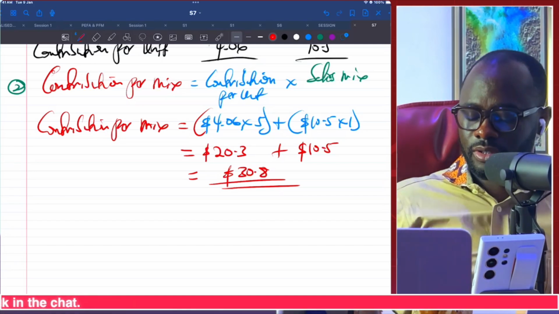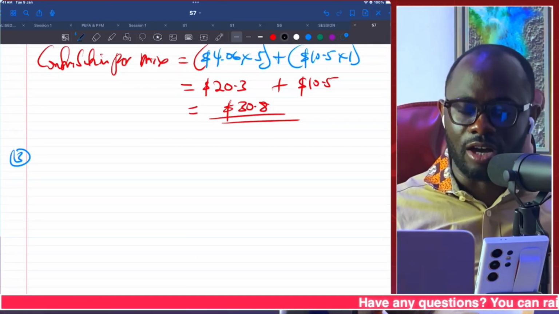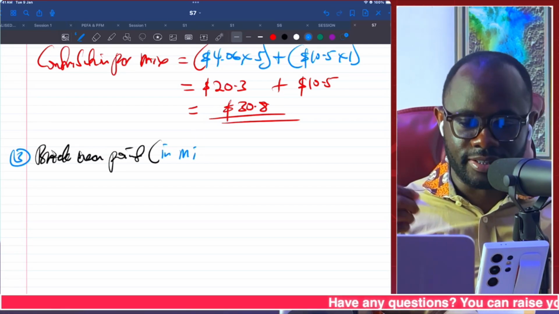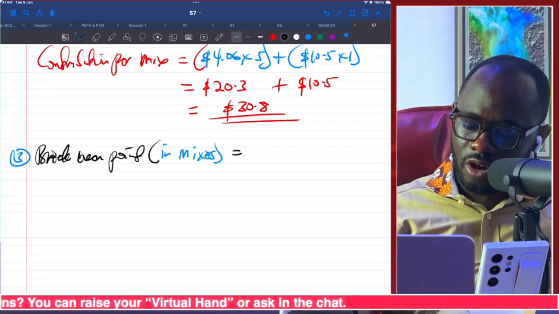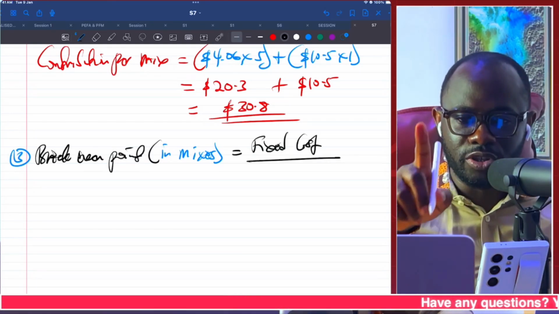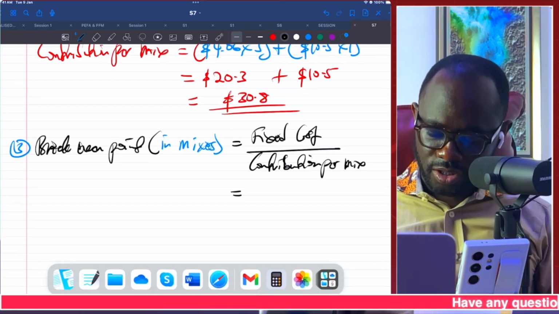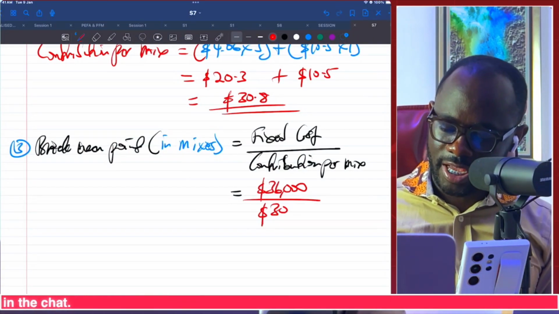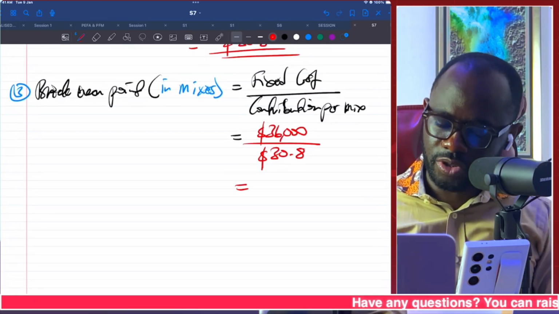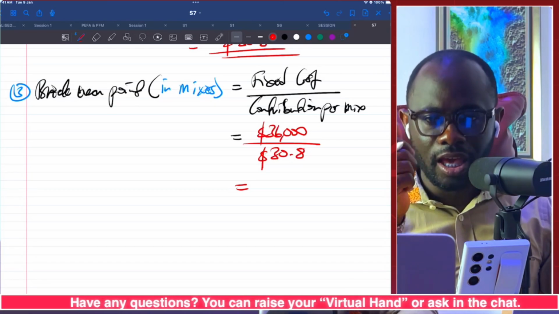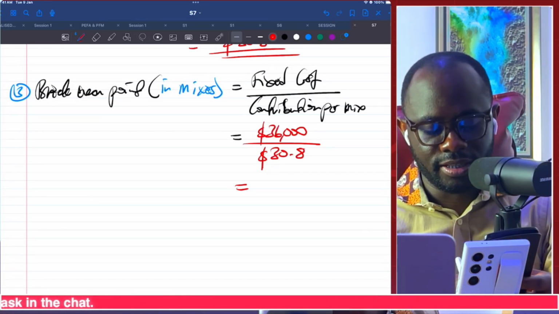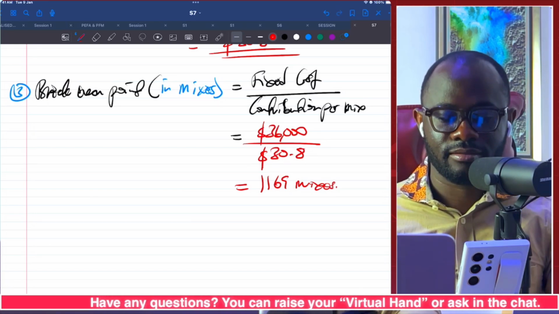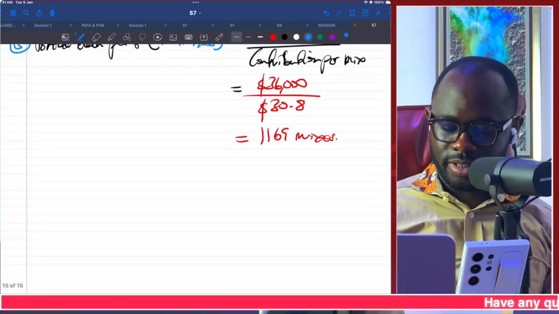Why is that important? Because of the next step, and that is calculating the break-even point in mixes. The break-even point in mixes is your fixed cost divided by contribution per mix. Now, from the question, we are told that our fixed cost is $36,000. Contribution per mix, we just calculated it to be 30.8. So that gives us break-even point in mixes. So 36,000 divided by 30.8, and I'm getting 1169 mixes.